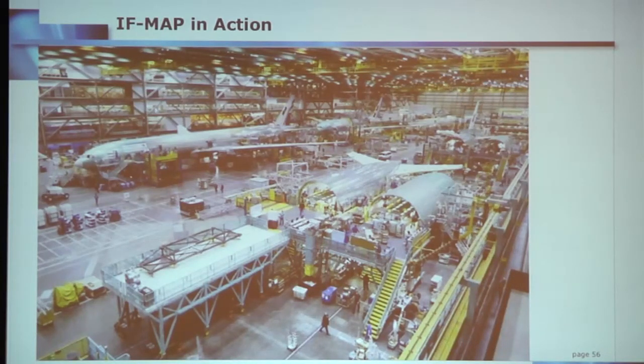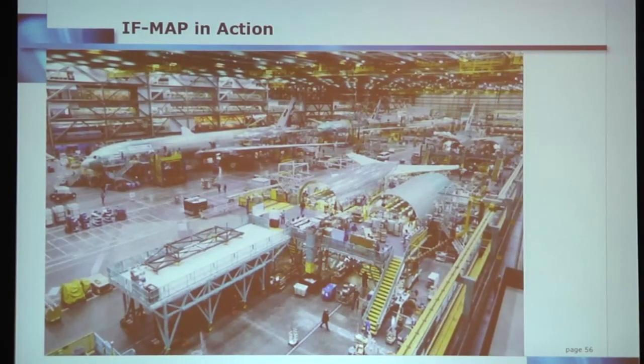By the way, if you traveled to this conference by airplane, there are actually chances you flew in an airplane that was assembled in a factory where IF-MAP is already in active use. So IF-MAP is not some pie-in-the-sky research protocol. It's already something that is in active deployment. Here you see a picture of a Boeing airplane factory in Seattle, Washington.